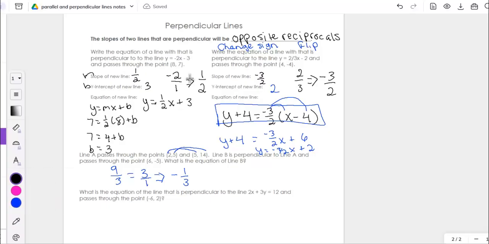Then I'm going to do point slope form. y minus y1, so y + 5 = -1/3 (x - 6). All right, and the last one, you can go ahead and do that one on your own and see what you get. You should end up with y = 3/2 x + 11 if you want to do slope-intercept form.